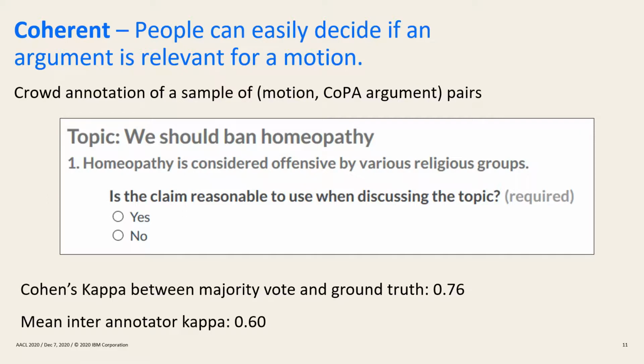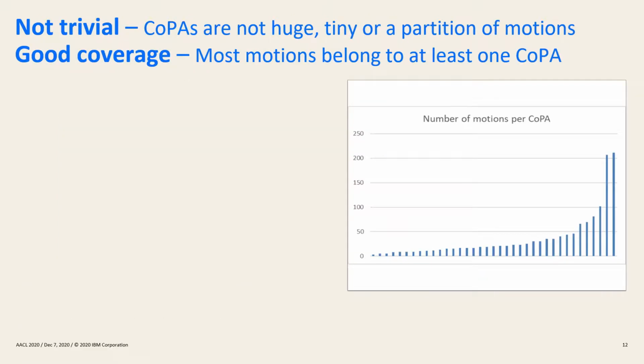Well, we've seen that the Cohen's kappa agreement between the majority vote of the crowd annotators and the ground truth was 0.76, and the average inter-annotator kappa was 0.6. Both are fairly high values for these kind of tests. So I hope this convinces you that our ground truth, our matching of the classes and motions, but as a byproduct, the definition of the classes themselves are indeed coherent.